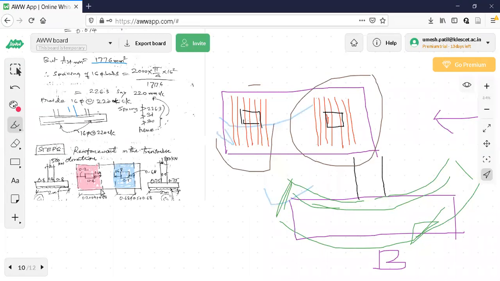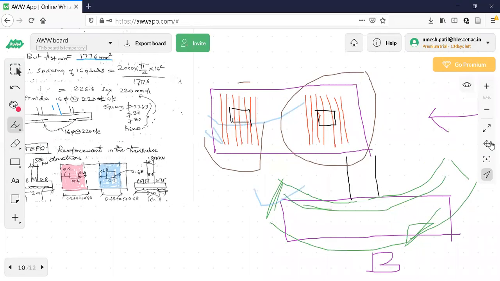Now let us go to the next line here. Ultimately, I should find the reinforcement in the transverse direction.